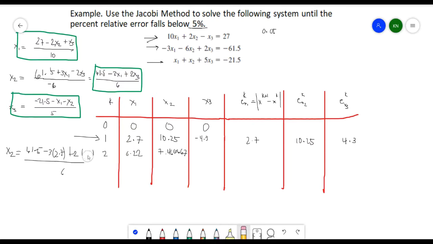And for the x sub 3, substituting the values again. So we have the x sub 3 is equivalent to negative 21.5 minus x sub 1, which is 2.7, minus our x sub 2, which is 10.25. That is divided by 5. So that gives us negative 6.89. So for the relative error, we have 2.48.